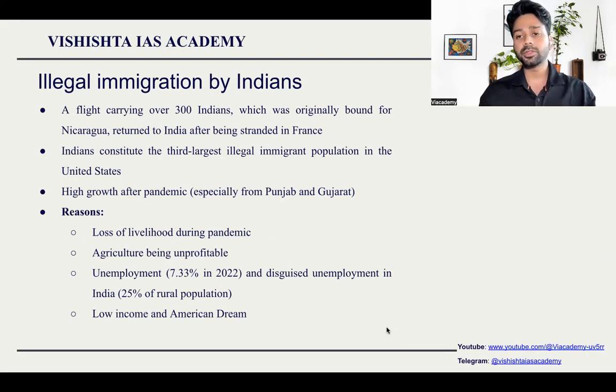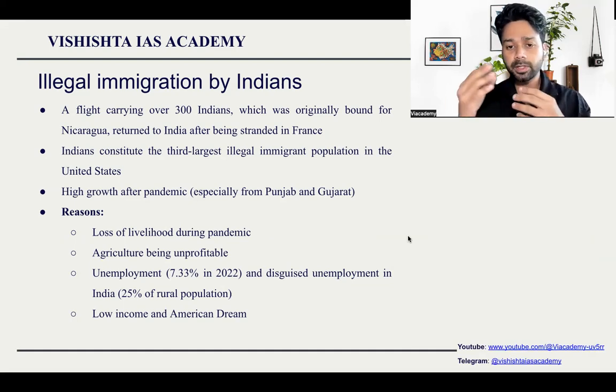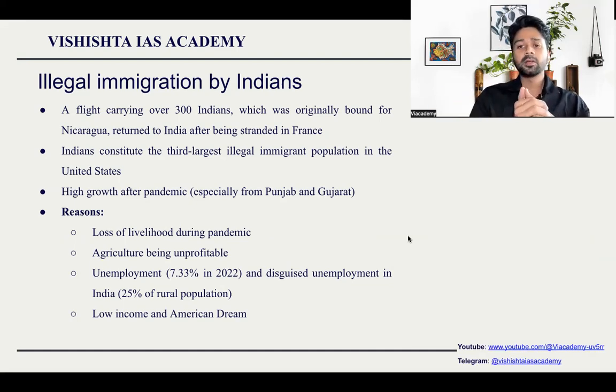A lot of people lost their employment, so this is considered to be one of the best options to recover all the wealth, to recover all the money they have lost. And this is the reason people try to immigrate to countries such as USA, Canada, etc. This is mostly prominent in two states. One is Punjab and the second one is Gujarat.